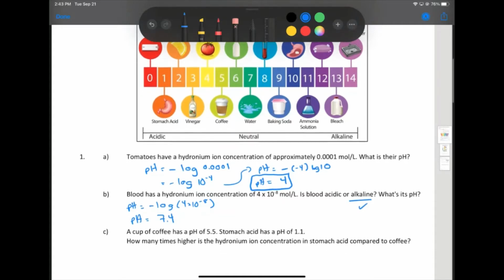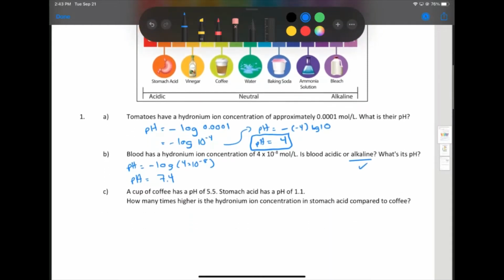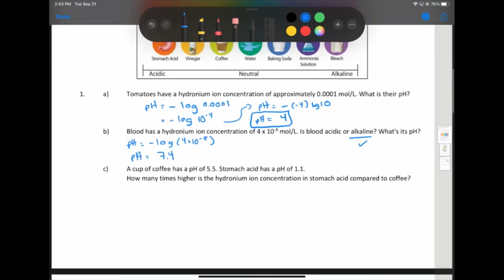Let's take a look at this last one here for this application. That's part C. And that's a cup of coffee has a pH of 5.5. Stomach acid has a pH of 1.1. How many times higher is the hydronium ion concentration in the stomach acid compared to the coffee?